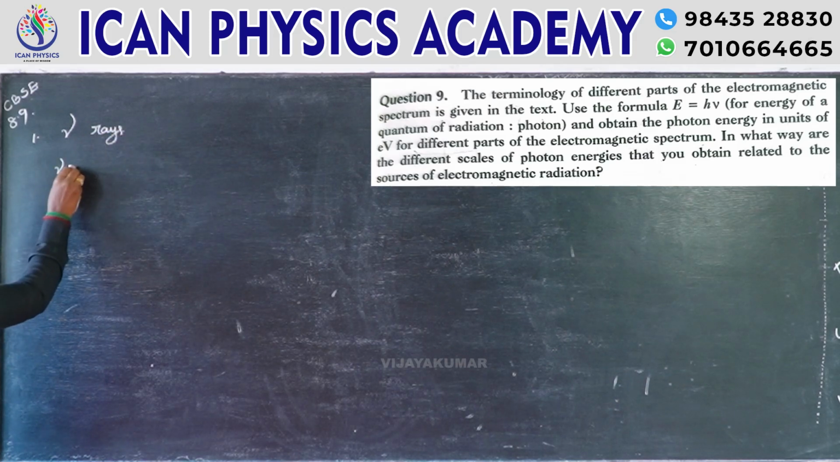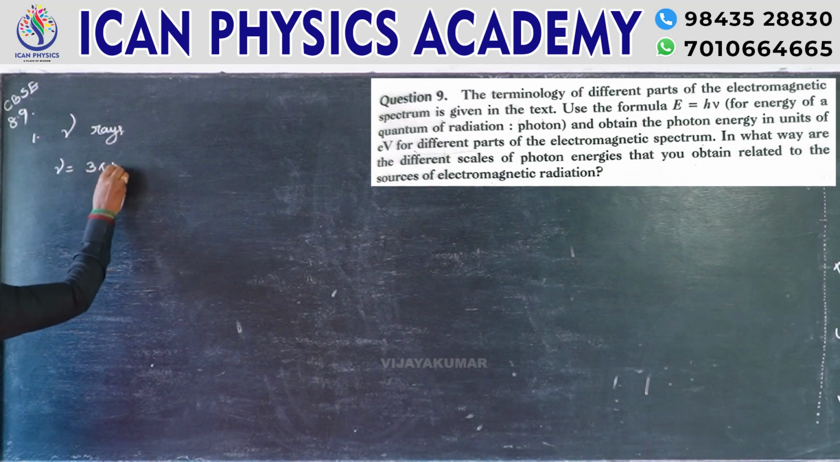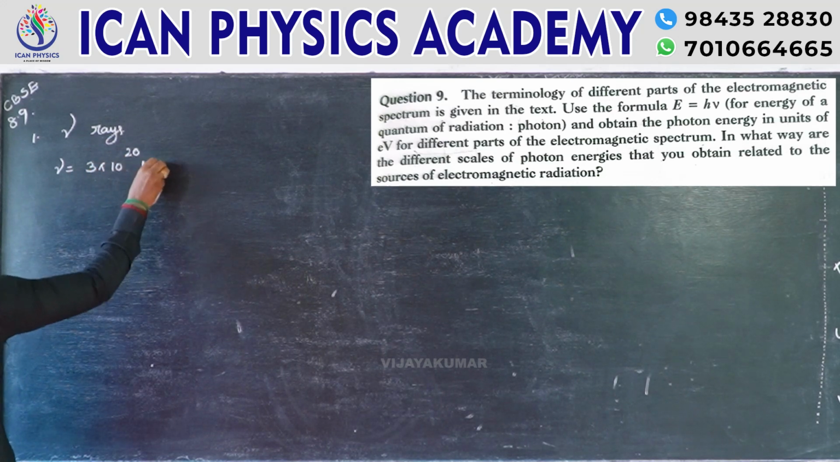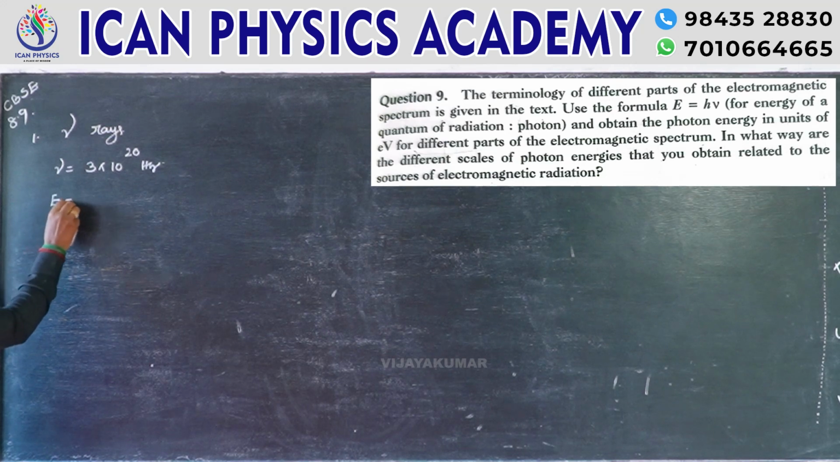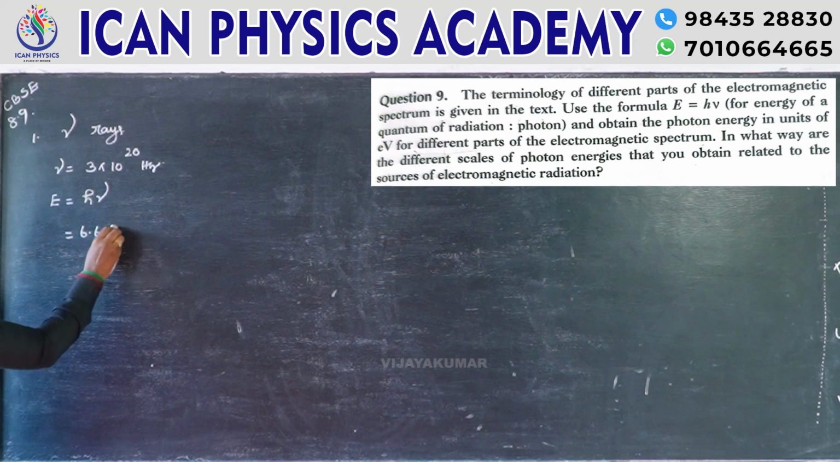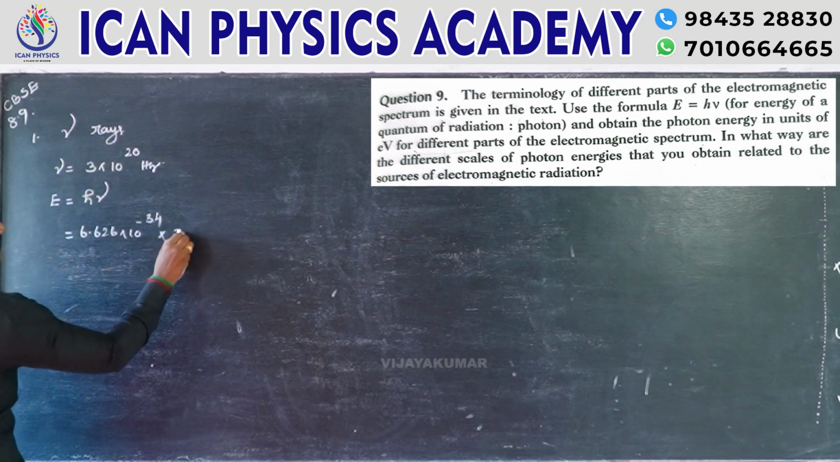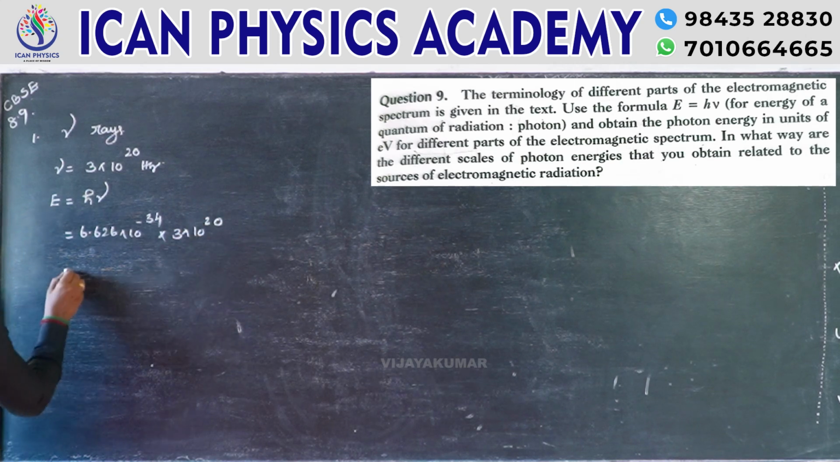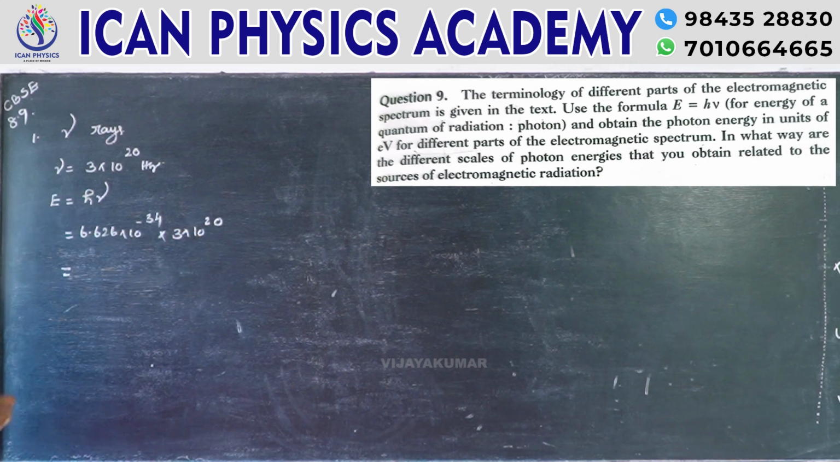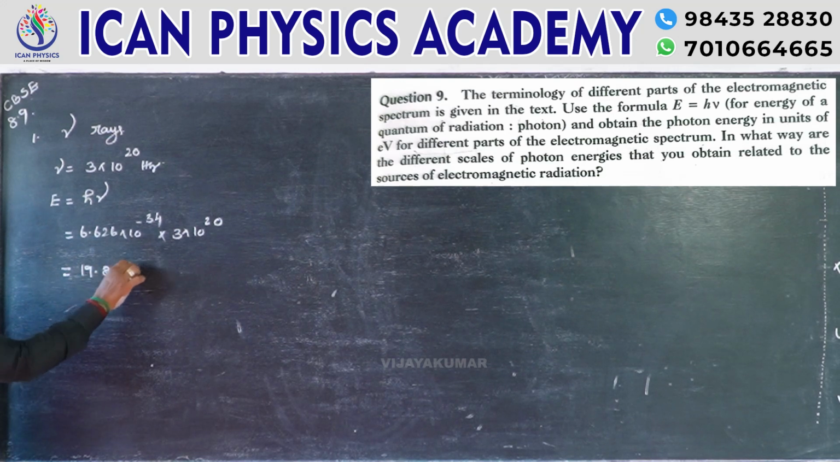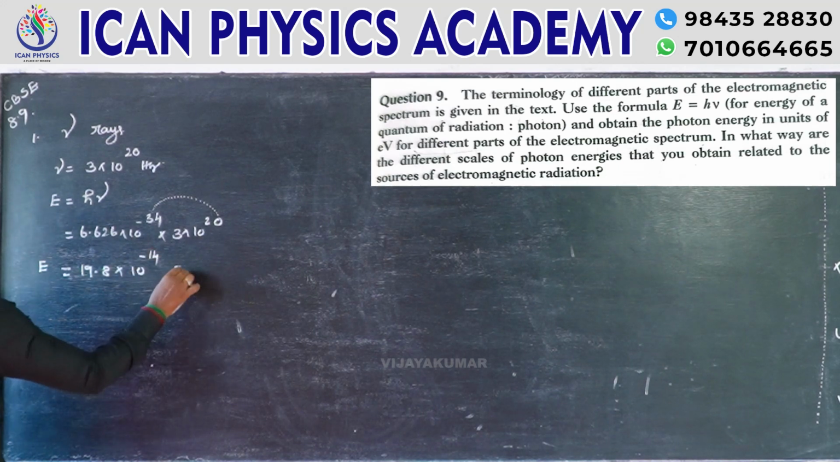So the frequency of gamma is 3 into 10 to the power 20 hertz. Okay. So we know that E equal to h mu. So what is h? 6.626 into 10 to the power minus 34 into mu, that is 3 into 10 to the power 20. So when we multiply, it becomes 19.8 into 10 to the power 20 minus 34, so minus 14. This much of energy in joule.